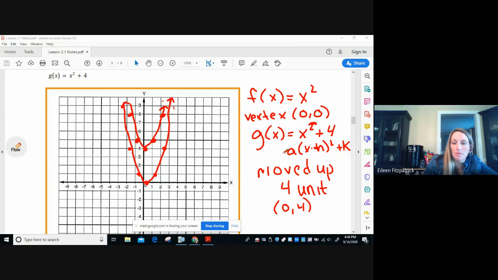So something to keep in mind is that your vertex can be discovered by looking at the graph, or looking at the equation, and just looking for the h and k values. The h value for this equation is 0. There is no h value written, so it's a 0. The k value is 4. So 0, 4 is the vertex. Up in the parent function, there are no h and k values written. That means they're both 0, so your vertex is 0, 0.